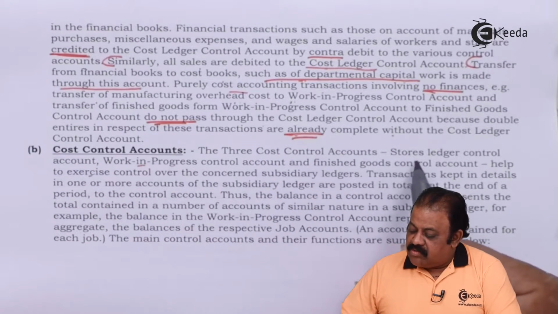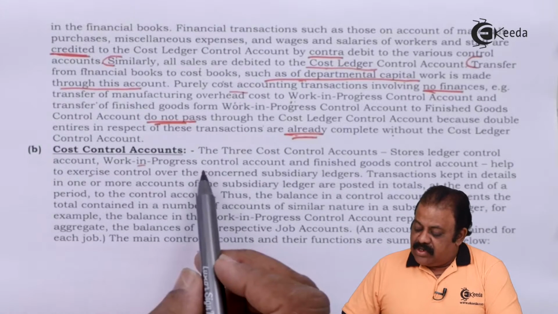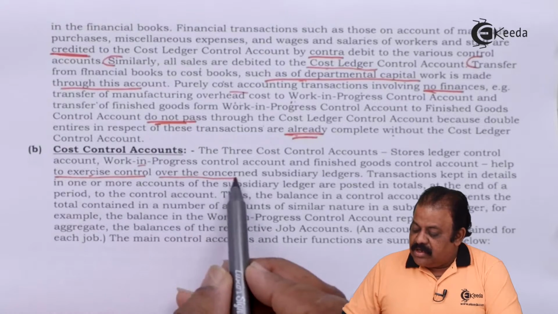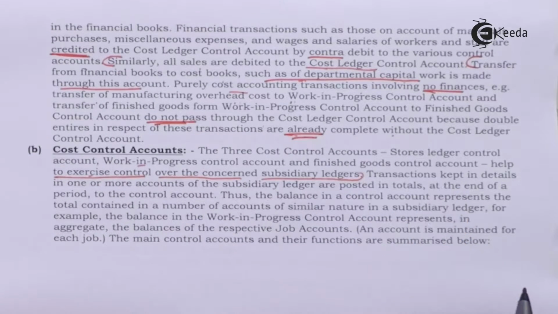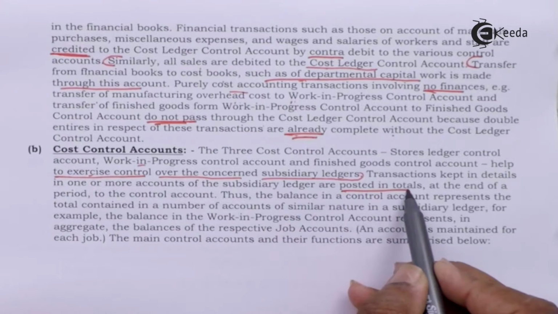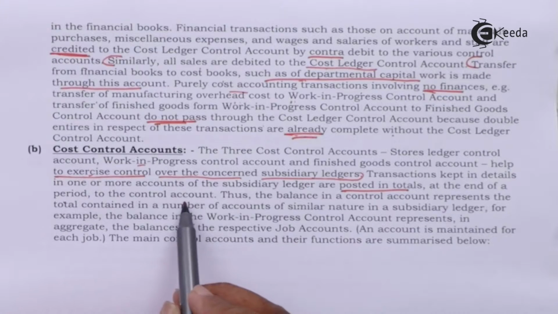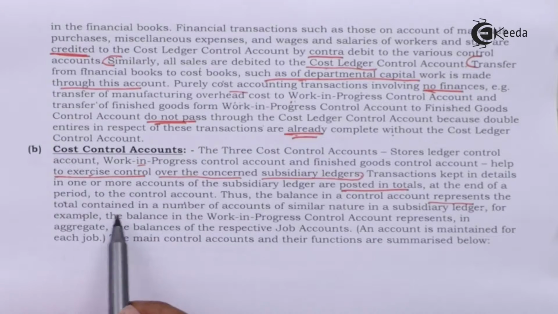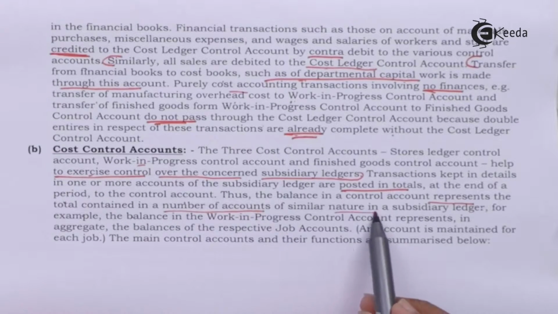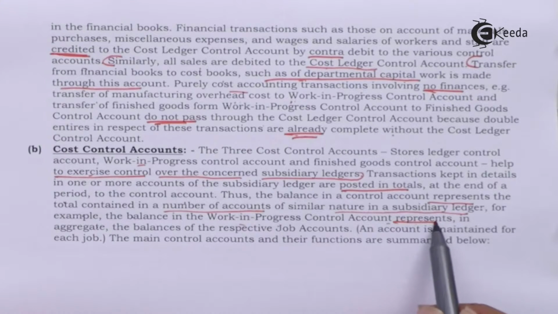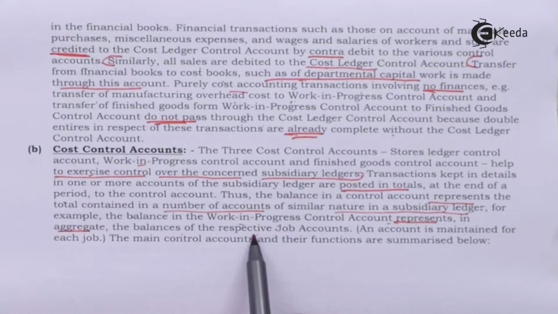Next is cost control accounts. The three cost control accounts are store ledger control account, work in progress control account and finished goods control account. They help to exercise control over the concerned subsidiary ledgers. Transactions kept in detail in one or more accounts in subsidiary ledger are posted in total at the end of the period to control accounts. Thus, the balance in control account represents the total contained in a number of accounts of similar nature in subsidiary ledger. For example, the balance in work in progress control account represents in aggregate the balance of respective job accounts. An account is maintained for each job.